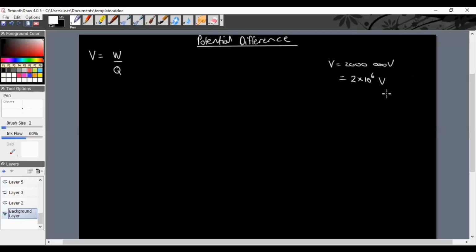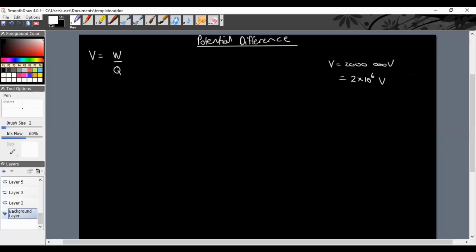Writing out 2 million, obviously we know a million is 6 zeros. It's quite a long number, so we just shorten it by saying 2 times 10 to the power of 6 volt, because if you punch 10 to the power of 6 in your calculator, you'll get 1 million. So 2 times that would be 2 million, and 3 million, etc. You guys all understand that.